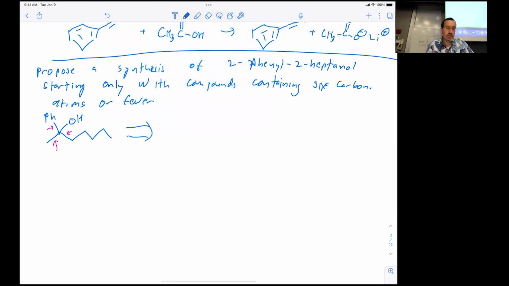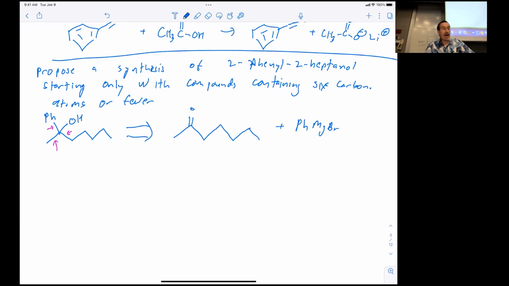And so I'll show my process of thinking backwards and say, okay, well, I can't start with anything bigger than a phenyl group. So let's go ahead and think our way back to a phenyl Grignard reagent, or phenyl lithium, and a carbonyl compound, namely 2-heptanone. Now, 2-heptanone still contains 7 carbon atoms.